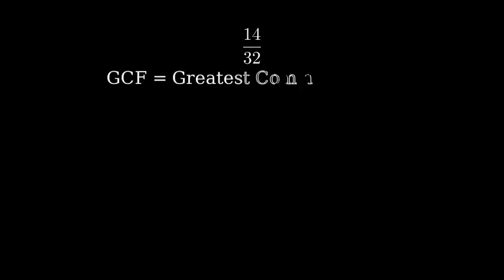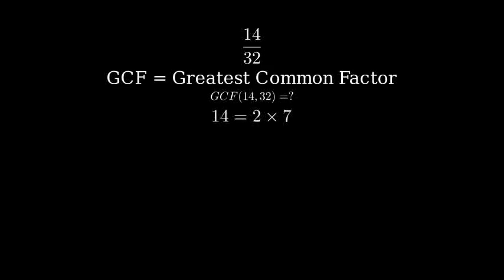The first step in simplifying a fraction is to find the greatest common factor, or GCF, of the numerator and the denominator. The GCF is the largest positive integer that divides both numbers without leaving a remainder. To find the GCF, we first find the prime factorization of both numbers. 14 is 2 times 7, and 32 is 2 times itself 5 times.